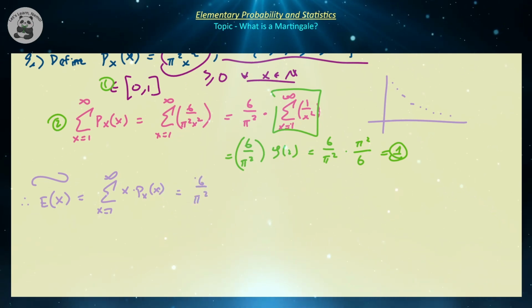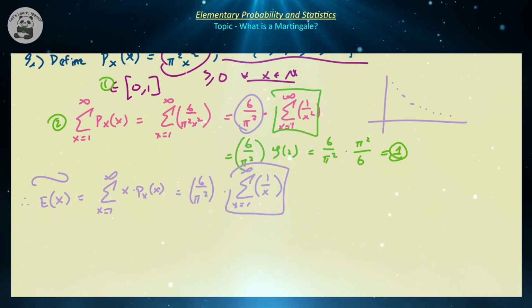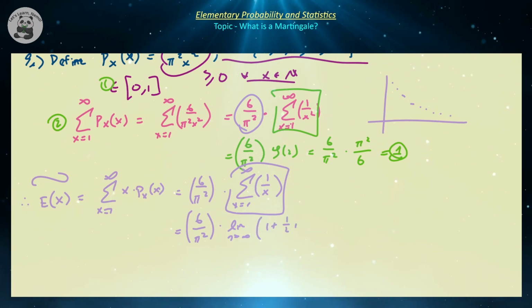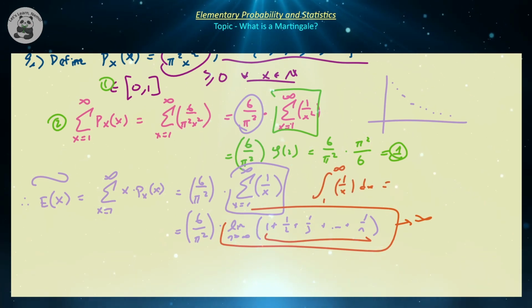That's going to be 6 over pi squared, that coefficient in the front, times the sum from x equals 1 to infinity, and then we're going to have x divided by x squared, which is just 1 divided by x. But what exactly is this series? That's equal to 6 over pi squared times the limit as n goes to infinity of 1 plus 1 over 2 plus 1 over 3, all the way down to 1 over n. That's obviously a harmonic number, and we already know that the harmonic series diverges. So this goes to infinity, and you can use the integral test if you're not convinced, because the integral from 1 to infinity of 1 over x dx is the natural log of infinity minus the natural log of 1, which obviously is not a real number.